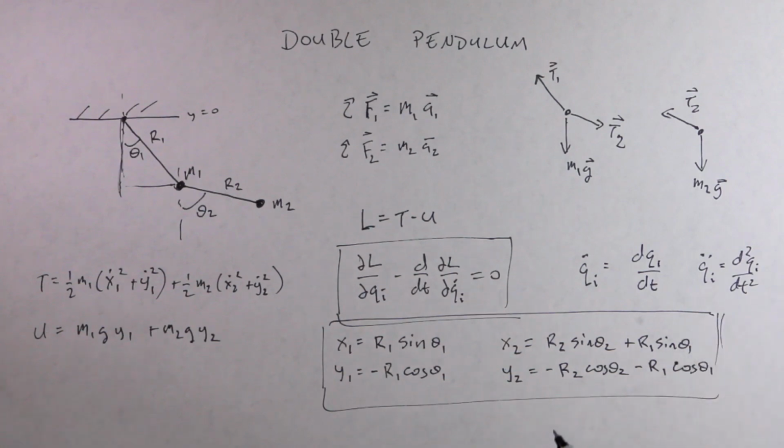So I have x and y in terms of theta 1 and theta 2 for both masses. And I can use this because now what I want to do is plug these into these potential and kinetic energy terms. But here you see I have the time derivative of x. So I'm going to need to take the time derivatives of these, square them, and then plug them in.